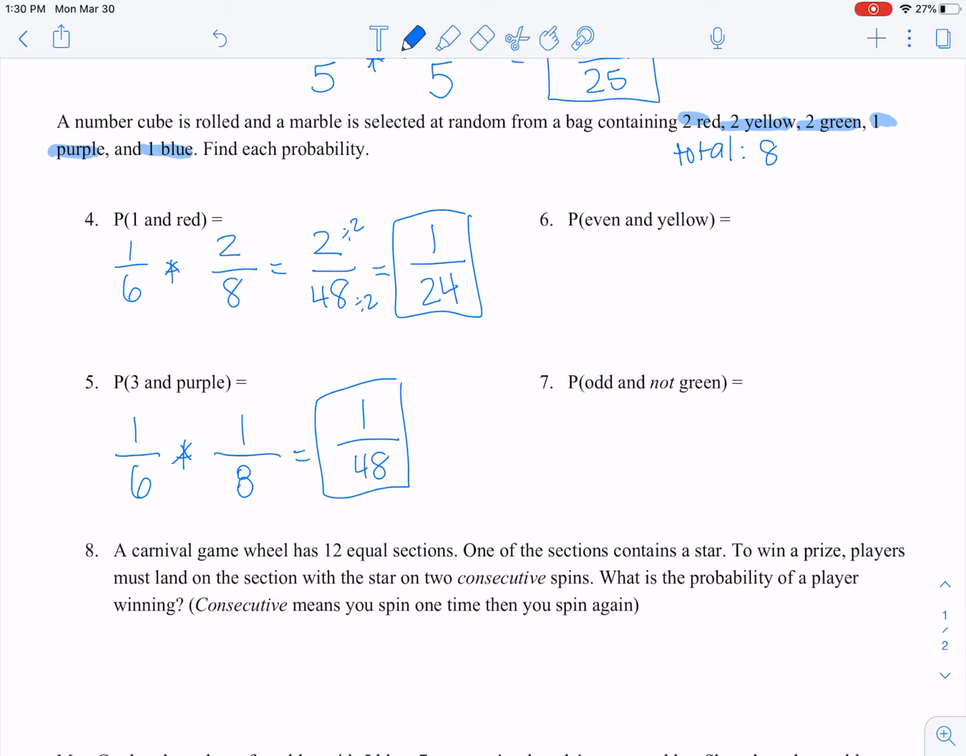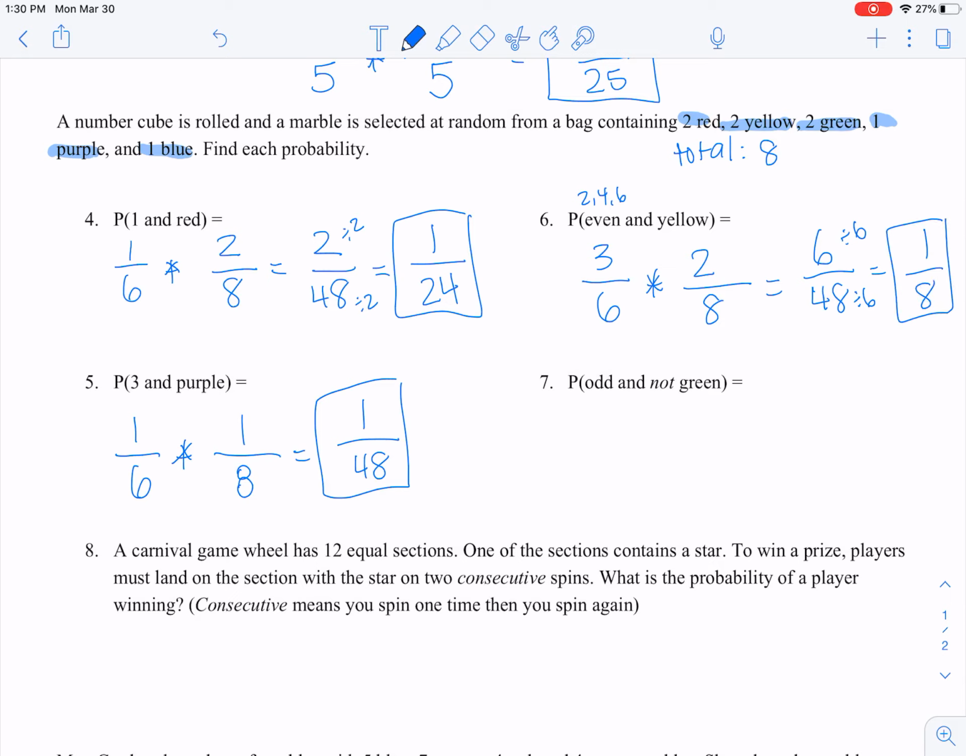Number 6, probability of getting an even and a yellow. So an even number are going to be 2, 4, and 6 on a dice. Those are 3 different numbers over the 6 total numbers, times drawing a yellow marble, and we have 2 yellow marbles out of the 8. So if we multiply this across, it'll be 3 times 2 is 6, 6 times 8 is 48. This is reducible because if you divide both sides by 6, it'll be 1/8.